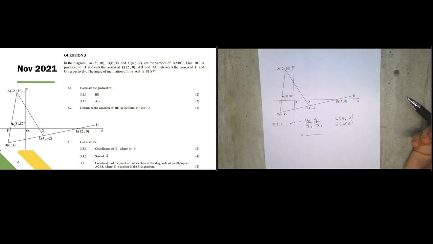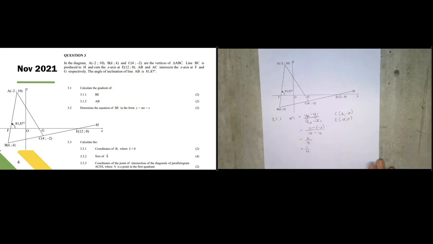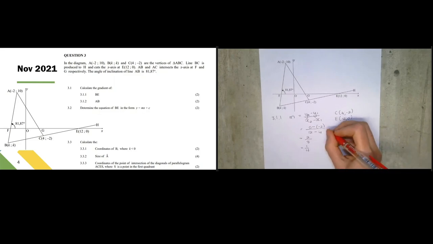So the y from my second coordinate is 0, minus the y from my first coordinate, which is negative 2. Please do not forget to substitute in a bracket. The x from my second coordinate is 12, minus the x from my first coordinate, which is 4. A negative and a negative makes a positive, so that's 2 over 12 minus 4, which is 8. So my gradient is a quarter. If I look at that, that was 2 marks. So where are the 2 marks? It's a mark for the substitution and a mark for the answer.